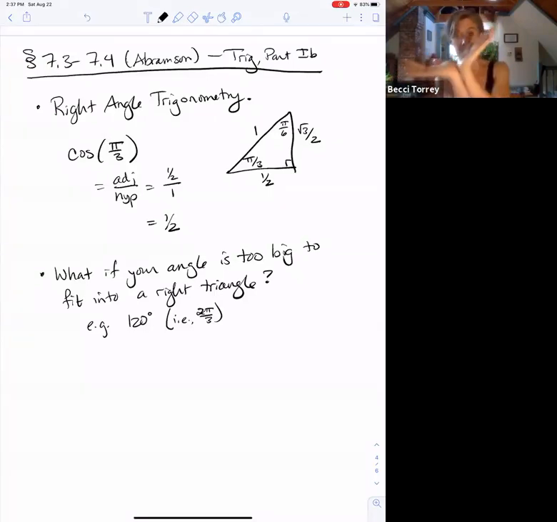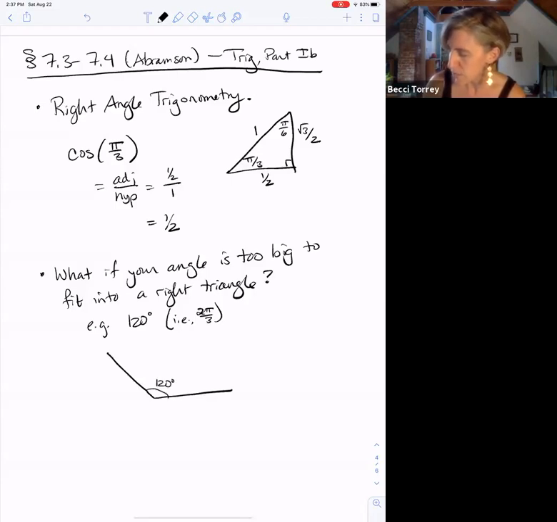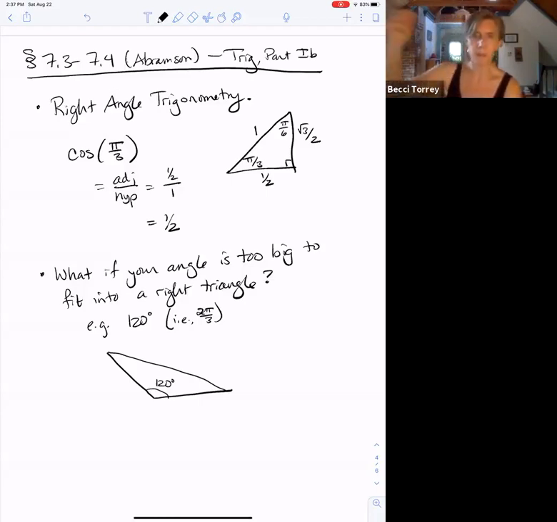That's bigger than 90 degrees, right? So maybe it looks something like this. This angle here is 120 degrees. And so you can make a triangle with that angle, but you can't fit a right angle in it, right? Because you can have at most 180 degrees. 90 degrees is too big, so you can't have a right triangle. But we still want to figure out our trig ratios. What's sine or cosine of 120 degrees? Because we want to be able to go all the way around the circle, essentially.